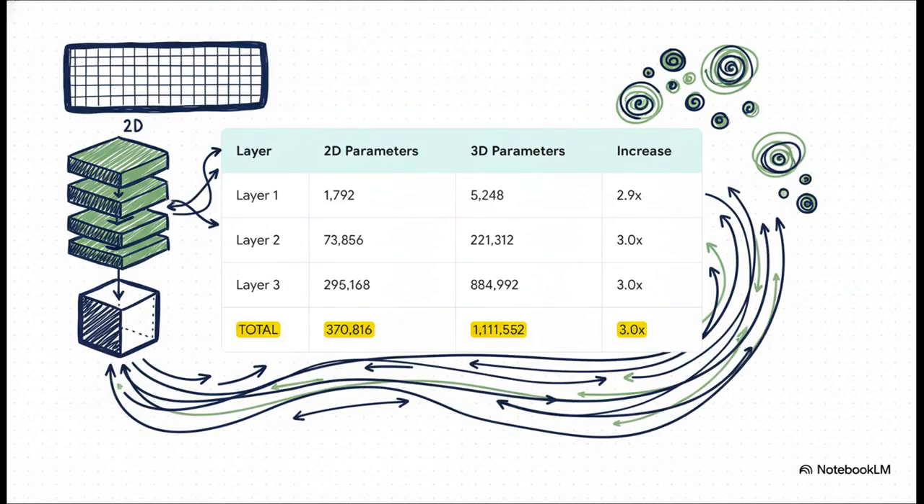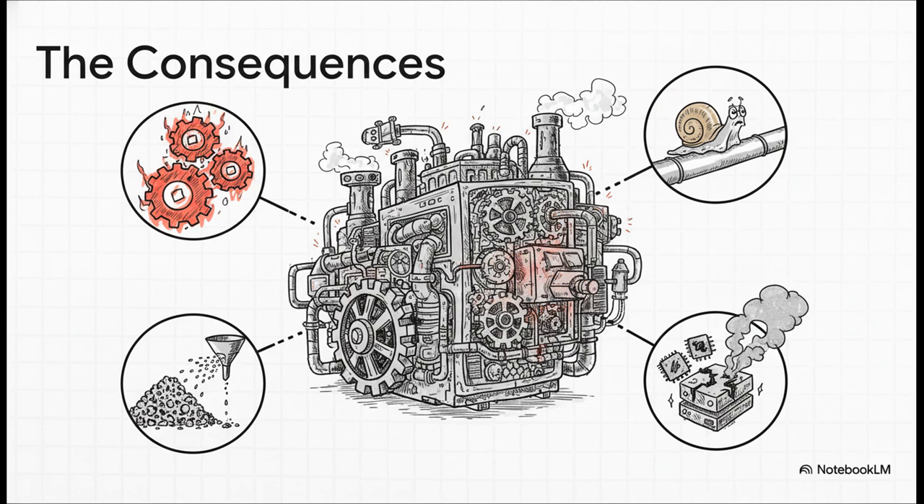Yeah, see, neural networks are all about stacking these layers on top of each other. And that 3x problem, it just keeps stacking up. Look at this table. A pretty simple 3-layer network balloons from about 370,000 parameters to over 1.1 million. The whole network is suddenly 3 times bigger, 3 times heavier. And this isn't just some abstract numbers problem. It has very real consequences.